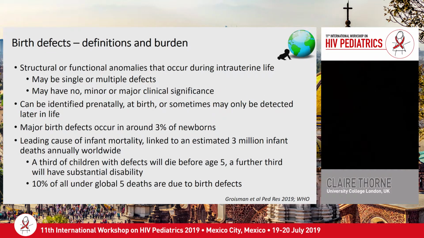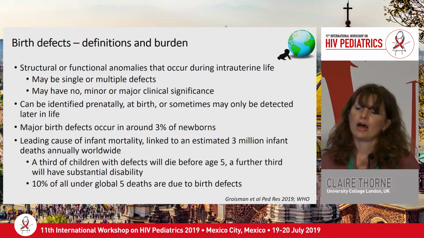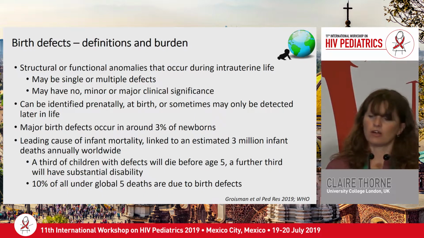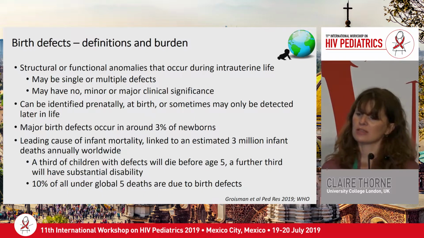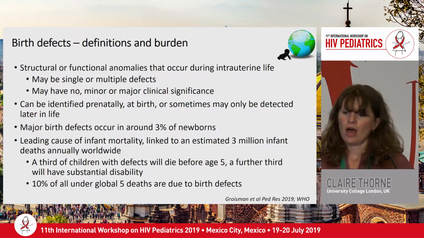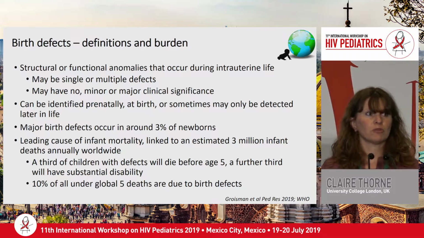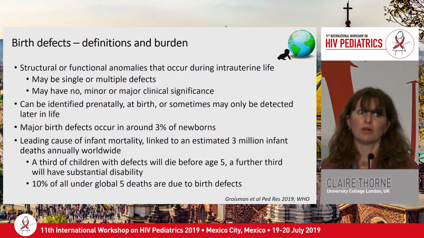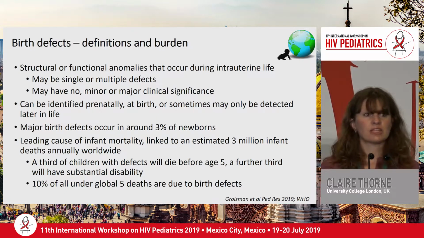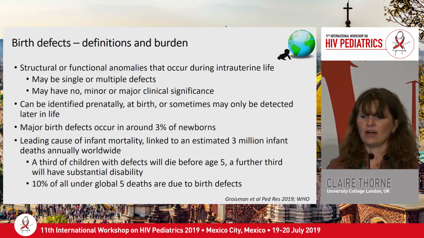So I'm going to kick off with some general background. Birth defects are structural or functional anomalies that occur in utero. A fetus or infant may have a single defect, or there may be multiple defects present, and these may have no, minor, or major clinical significance. Birth defects can be identified prenatally, for example, through ultrasound, but most are identified at birth.